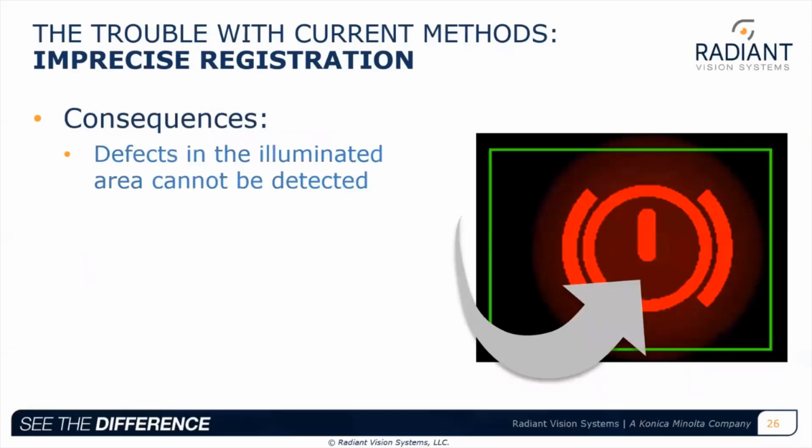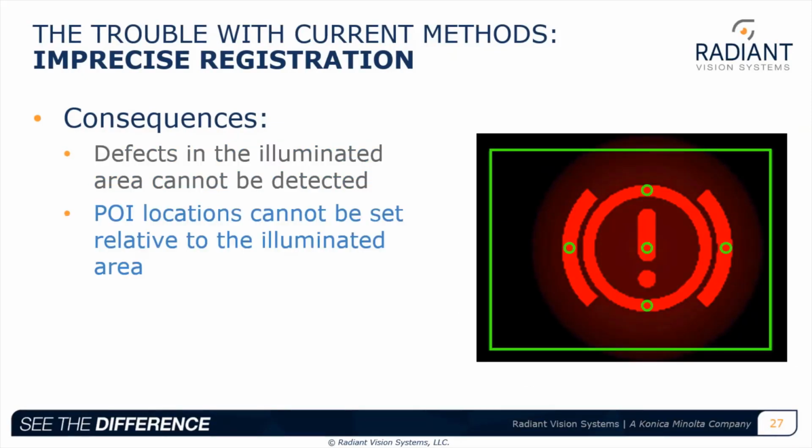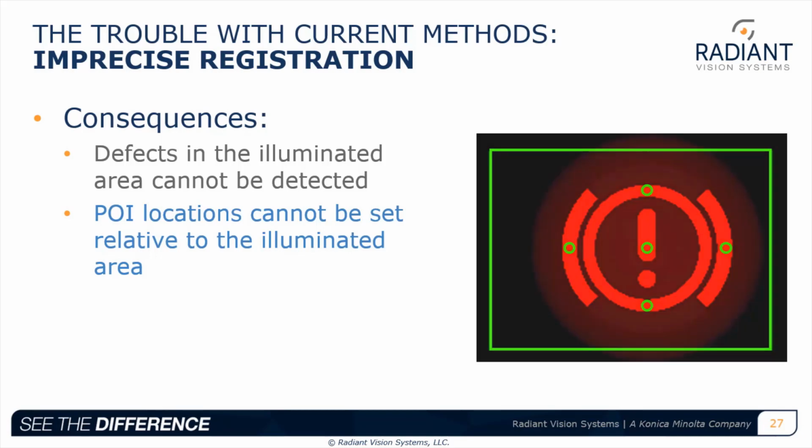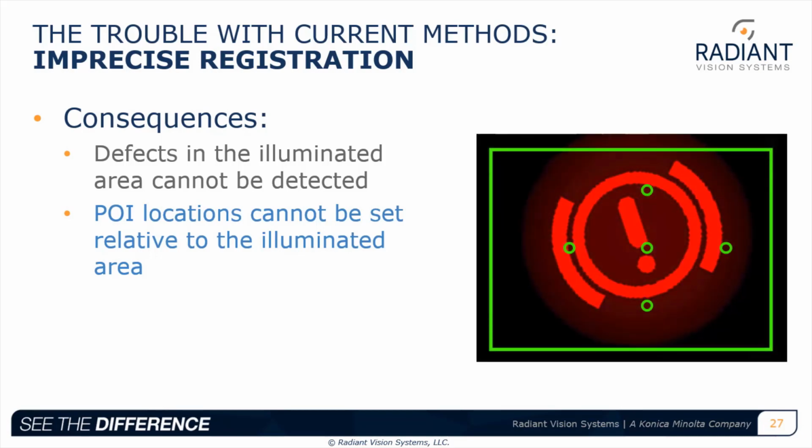So looking at this example, with traditional thresholding, we can't pick up the unique shape of the icon to determine if there are any abnormalities in the part. The other thing is that traditional thresholding doesn't account for the placement of points of interest relative to an icon's rotation. In other words, the points of interest are not correctly placed relative to the emitting area.